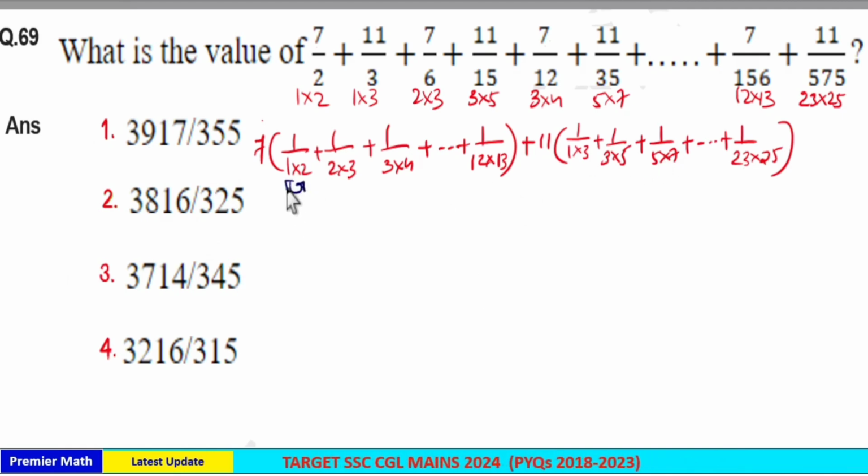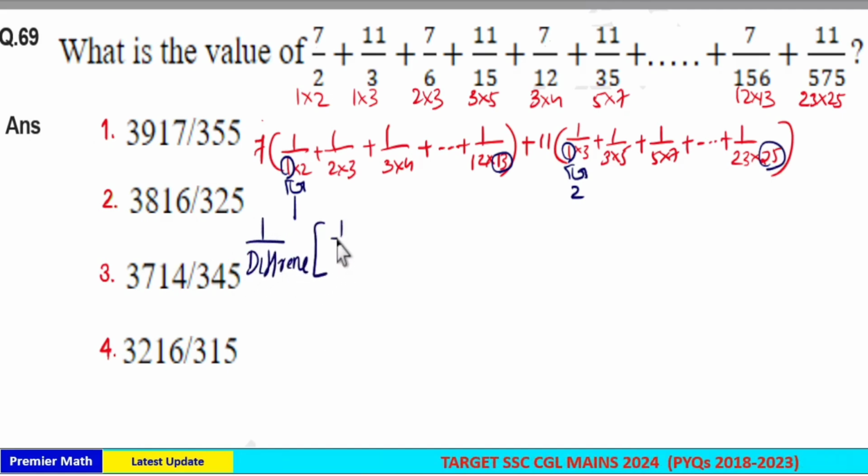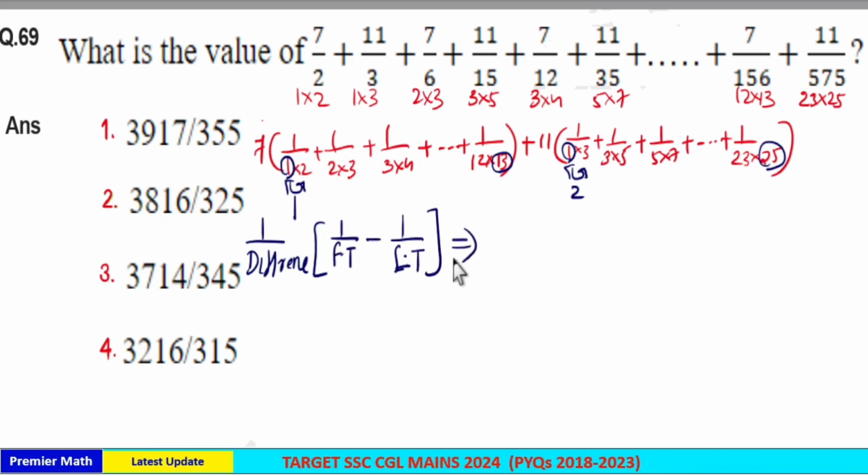Take the difference in digits in the denominators of first series. Here difference between 2 and 1 is 1, 2 and 3 is 1, 3 and 4 is 1. Same way, here difference between 3 and 1 is 2, 3 and 5 is 2, 5 and 7 is 2. And in the first series, first term is 1, last term is 13. In the second series, first term is 1, last term is 25. In that case, to solve such series, take 1 by difference into 1 by first term minus 1 by last term. So if you solve this, you will get the answer.